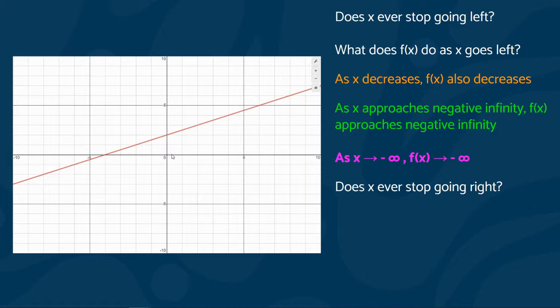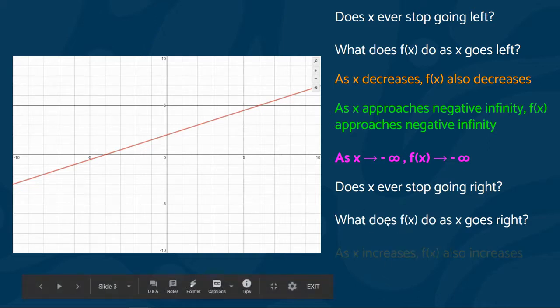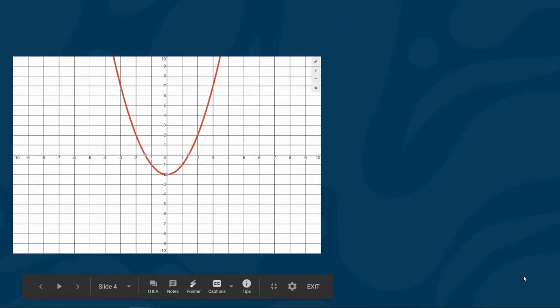So when we move to the right, starting again at 0, what's happening? Our x's are increasing. Well, what are our y's doing? Our y's are also increasing. They're growing up towards the top of the screen. So as x increases, f of x also increases. And here is the symbolic way of saying it: as x goes to positive infinity, f of x also goes to positive infinity.